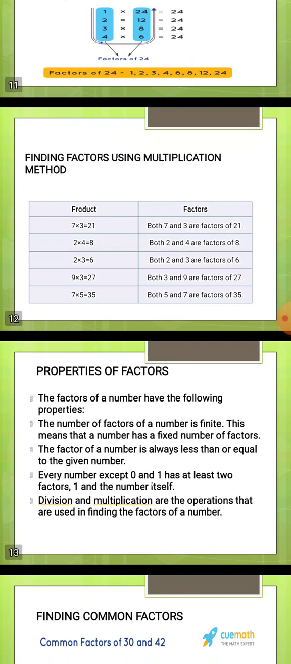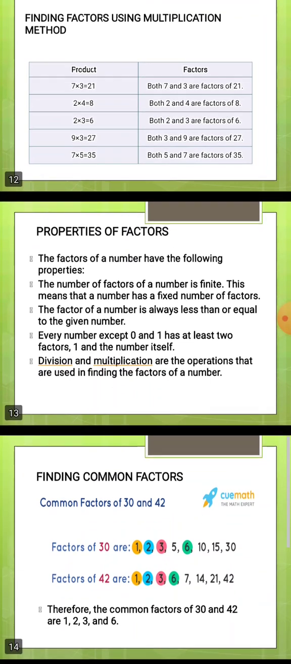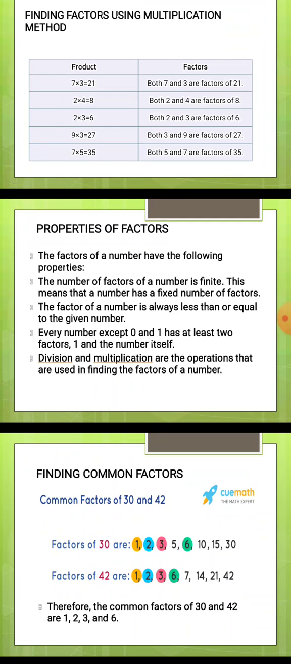So it's totally up to you how you find the factors, either by division method or by multiplication method. Here you can see 7 into 3 is equal to 21. So here we can see 7 and 3 are the factors of 21. 2 into 4 is equal to 8. That means 2 and 4 are the factors of 8. 2 into 3 is equal to 6. Here 2 and 3 are the factors of 6.